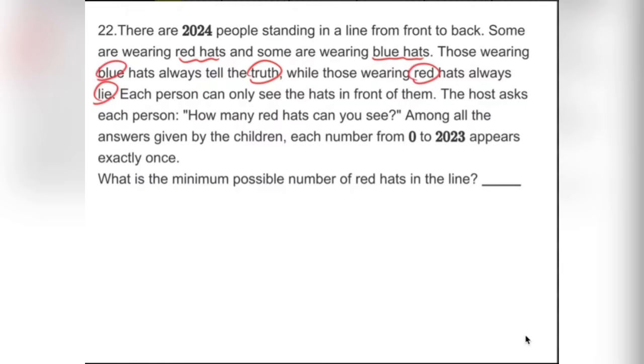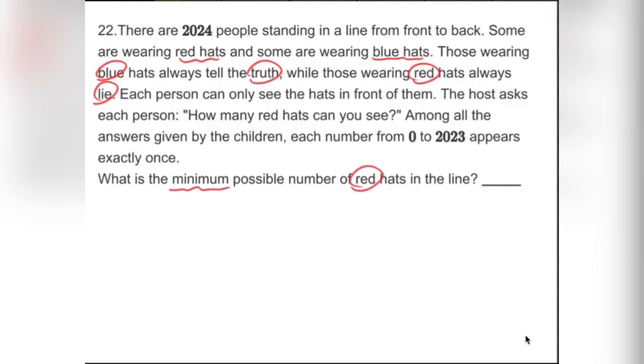And then each person can only see the hats in front of them. Then the host asked each person, how many red hats can you see? Among all the answers given by the children, each number from 0 to 2023 appears exactly once. And the question is asking you what is the minimum possible number of red hats in the line.